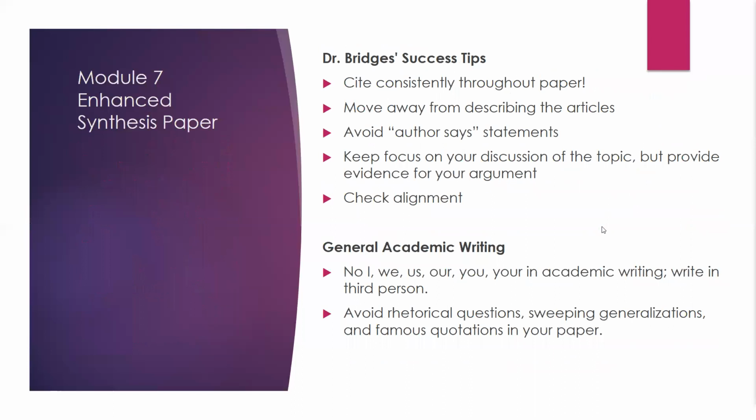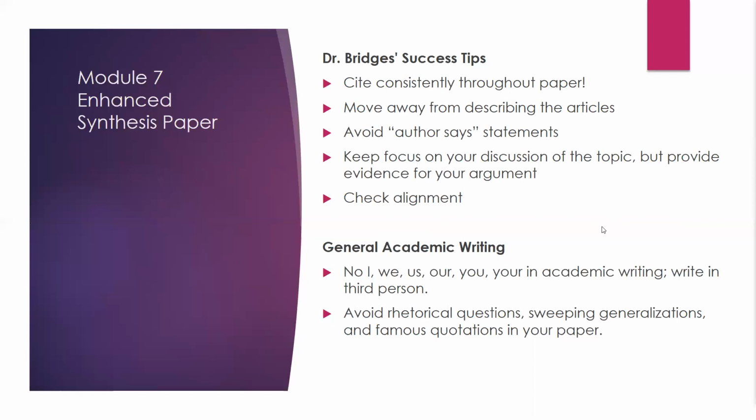So I have just some tips for success and for improved synthesis. First, I want you to cite consistently throughout the paper. Anytime you're referring to someone else's ideas, you need a citation, even if you're not directly quoting. I want you to move away from describing the articles. For instance, think about not using the phrase "these articles." You shouldn't be talking about the articles as a group.